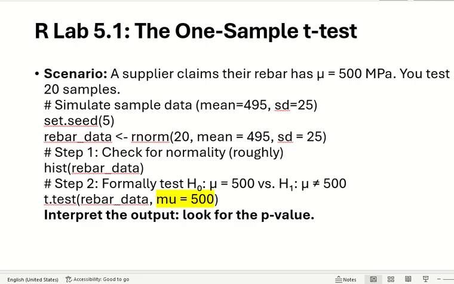So this will set a seed, meaning an initial value. We are setting the initial value 5, and then we will start with the data generation. We will generate 20 samples following the normal distribution, and normal distribution needs two parameters, mean and standard deviation. Since we are testing the hypothesis of 500, we are putting the mean as 495.